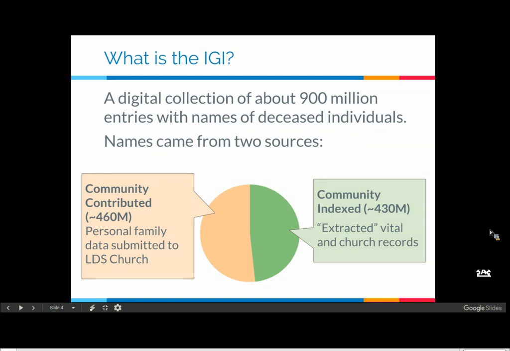Some of you might remember the old extraction program, which was basically the old version of the indexing program, where volunteers would look at parish registers and other records and so forth and basically index them. And then those names were provided to the temple for patrons, and they were also eventually added to this IGI set of records.